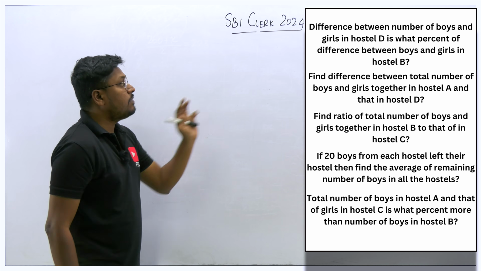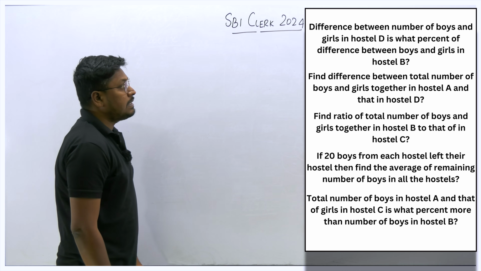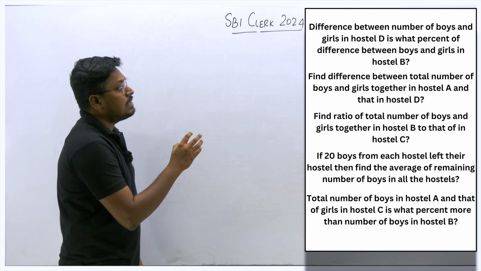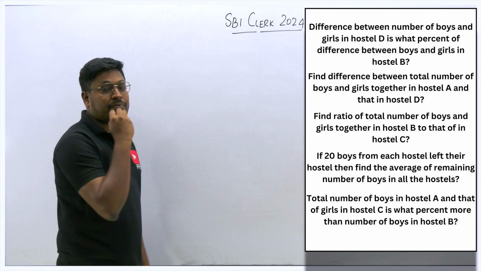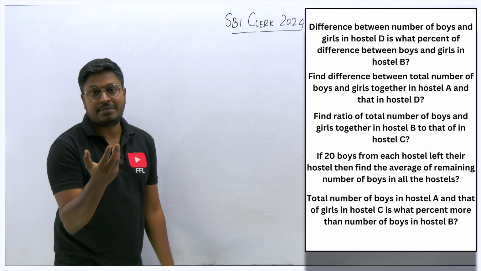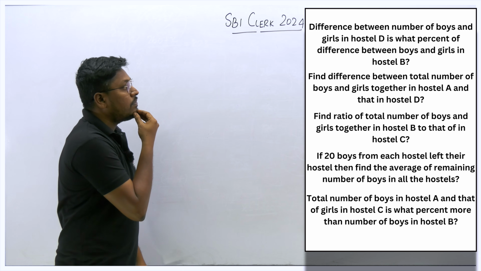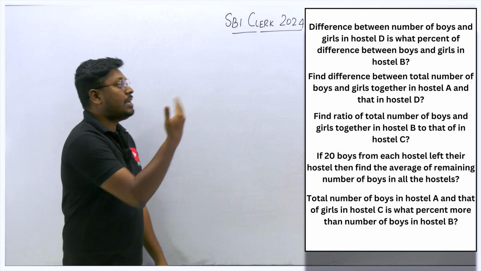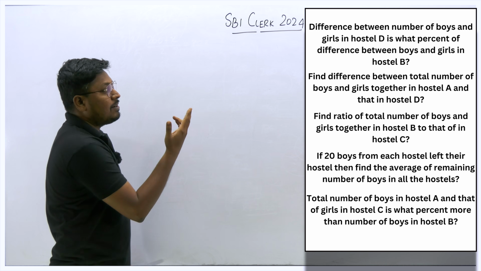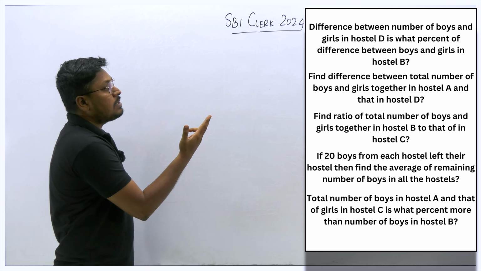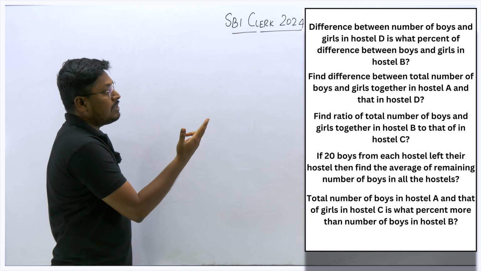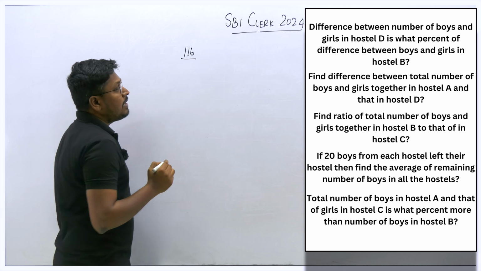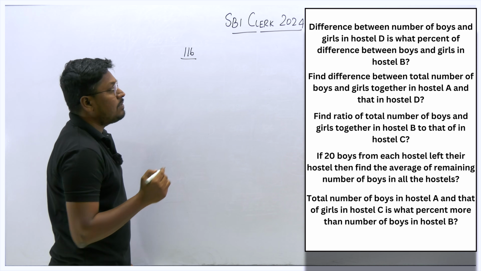So the difference between the number of boys and girls in hostel D is what percentage of the difference of boys and girls in hostel B? So we need to find what percentage. X is what percentage of Y, right? So the numerator will be the difference of D and the denominator will be the difference of B. First let me talk about the numerator. So the numerator will be 302 minus 186, which is 116, right? So divided by B. So 400 minus 200 will be 200, right?